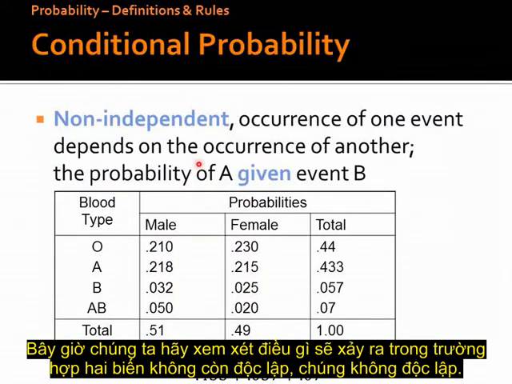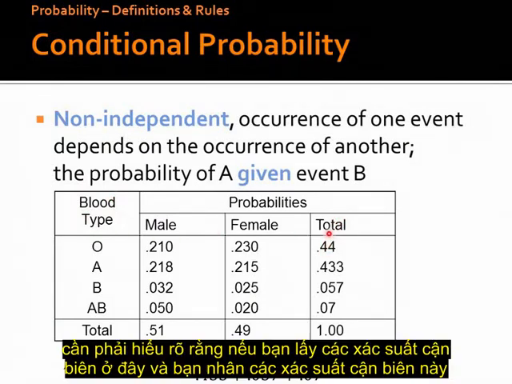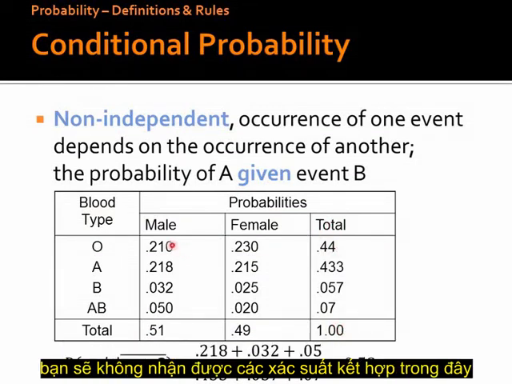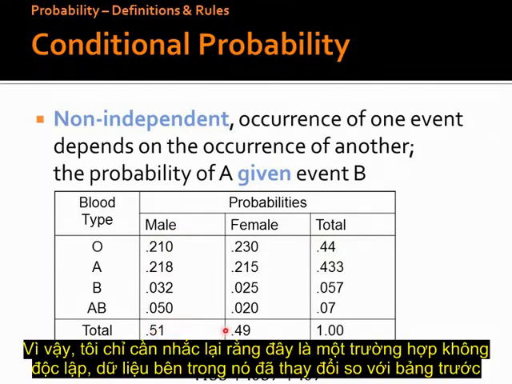Now let's consider what happens for a case where the two variables are no longer independent, they are non-independent. So keeping that in mind, it should be clear that if you take the marginal probabilities here and multiply the marginal probabilities, you do not get the joint probabilities inside here. Rather, the marginal probability here is just the sum of the rows or the sum of the columns in this case, right? So I'll just repeat that. This is a non-independent case.